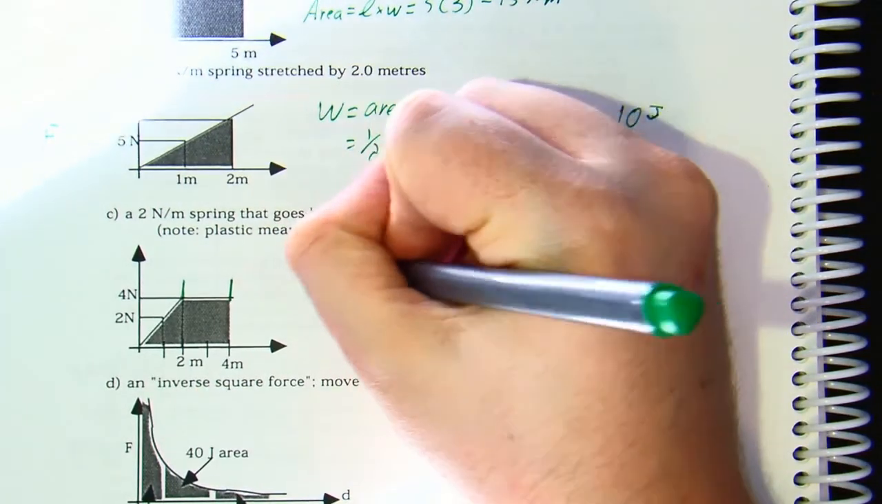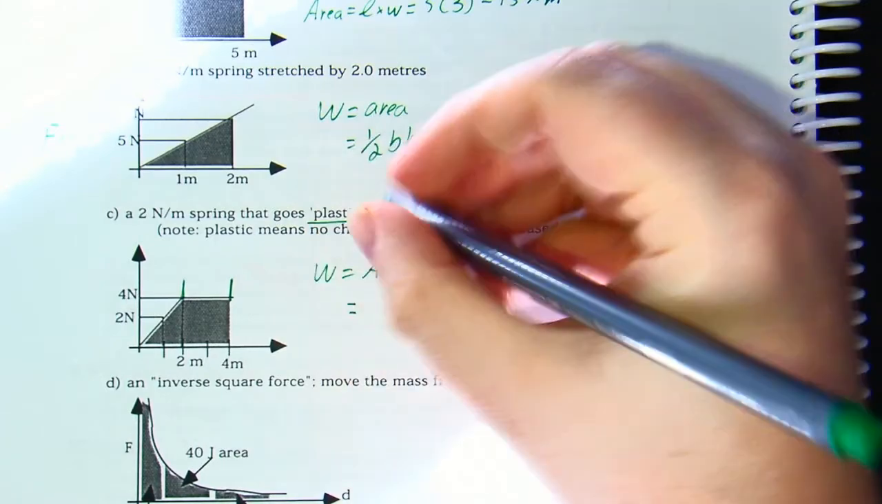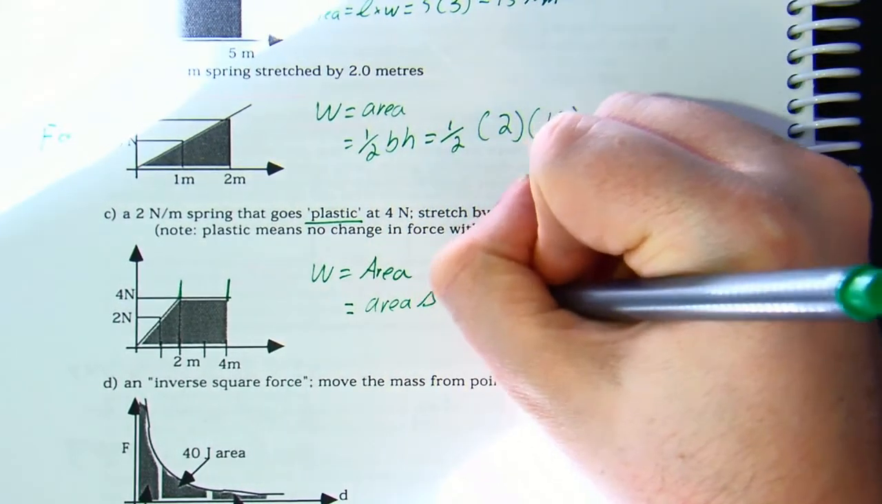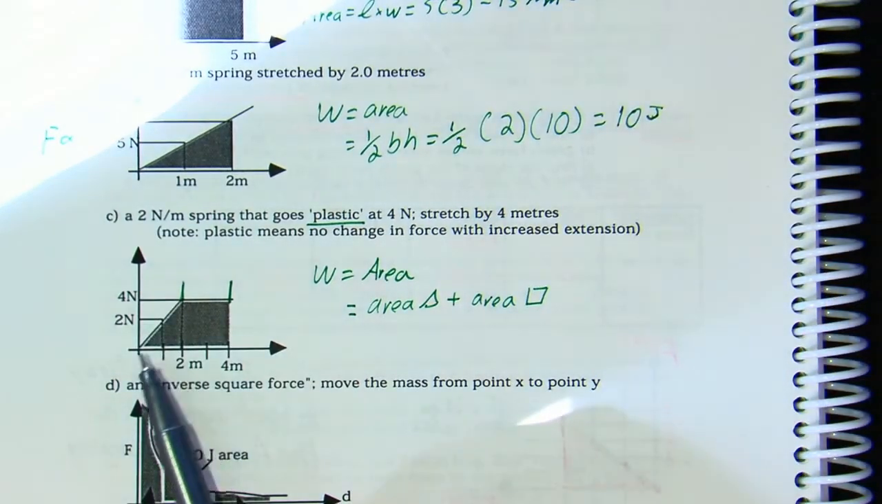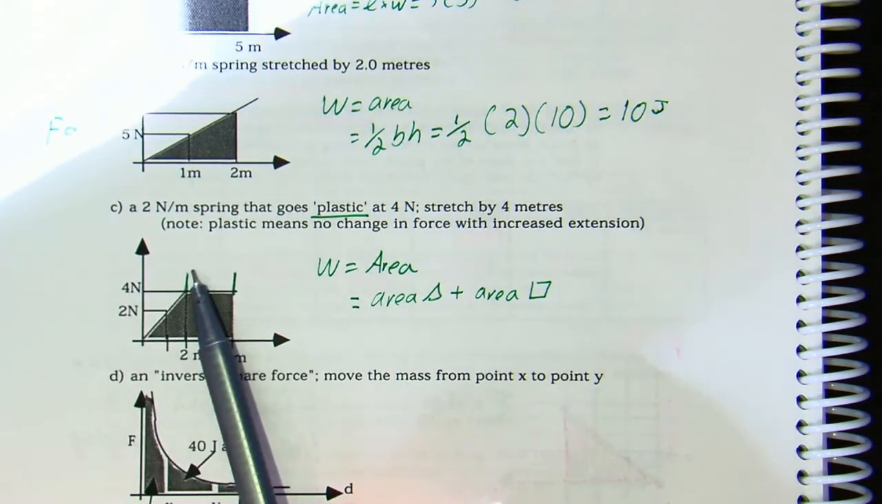So here the work is equal to the area. But in this case, we're going to have the area of the triangle plus the area of the square. Well, the area of the triangle is 1/2 base times height. Half times 2 is 1, times 4 is 4.